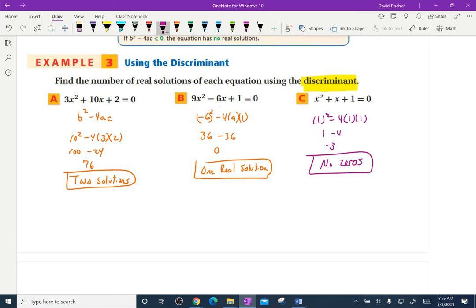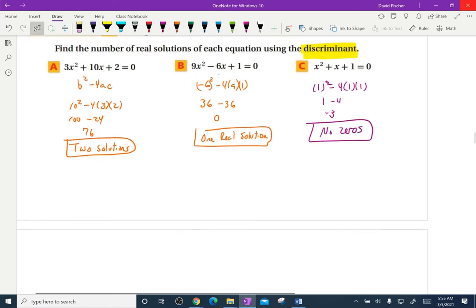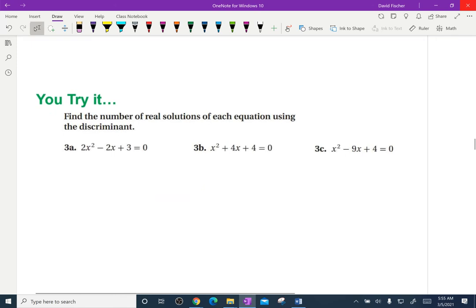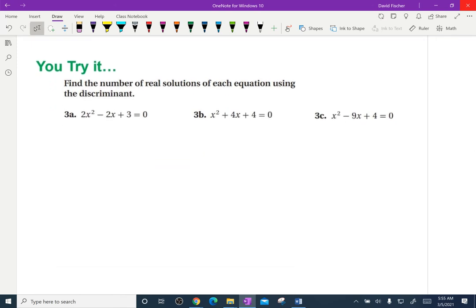Okay? All right. So that's called using the discriminant. Again, I'll leave that formula up for the test and review next week, but you should really try to start to memorize it. All right, do these 3 real quick. And I think I have the answers on the next page, so pause it.